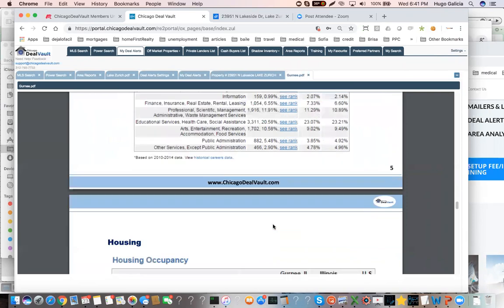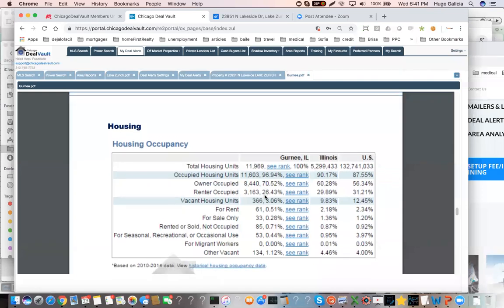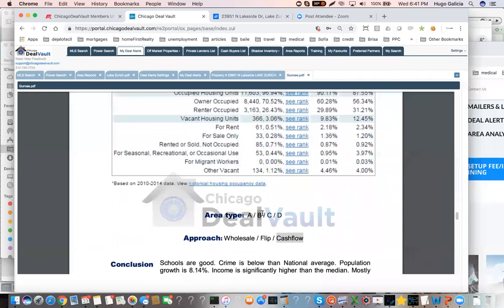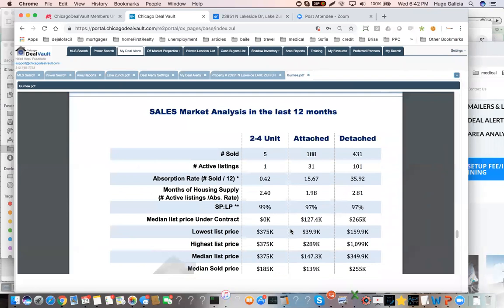And then let's scroll down. Housing occupancy, 70% owner occupancy, 26% renters. And then vacancy, very low vacancy rate. And the owner occupancy is fairly high, 70%. So I'm starting to like this area now. So this is a B area. We recommend cash flow. Now let's look at the numbers, right? So we're going to analyze a single family home.